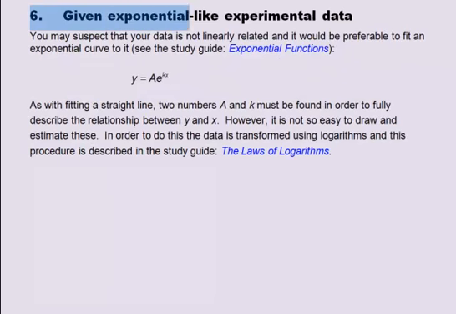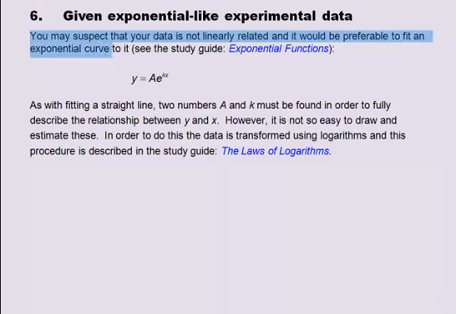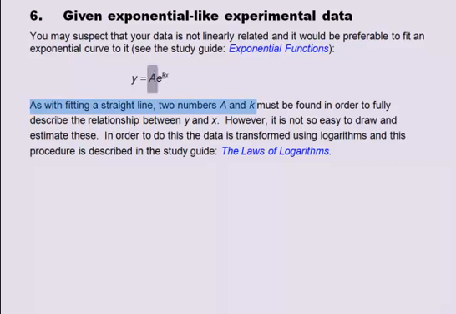6. Given exponential-like experimental data. You may suspect that your data is not linearly related, and it would be preferable to fit an exponential curve to it. See the study guide, Exponential Functions. The exponential function is y equals a multiplied by e to the power kx. As with fitting a straight line, the two numbers a and k must be found in order to fully describe the relationship between y and x.